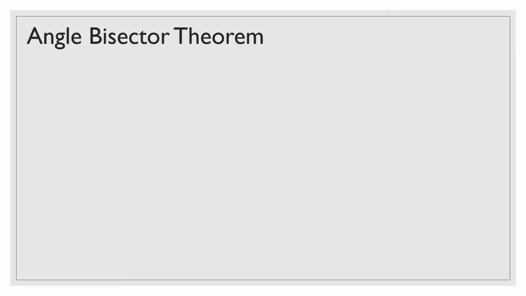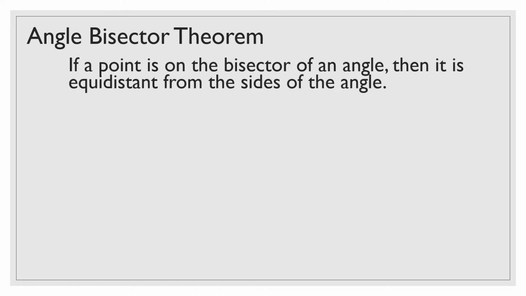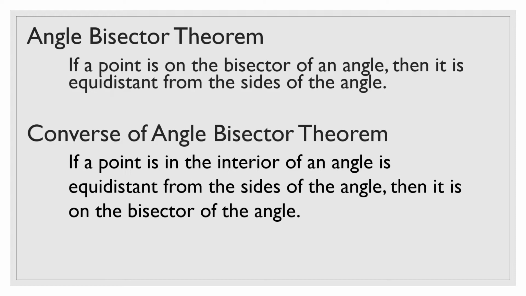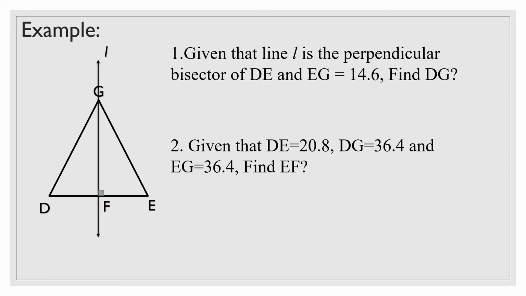We also have the angle bisector theorem and its converse. It states that if a point is on the bisector of an angle, then it is equidistant from the sides of the angle. And its converse, if a point is in the interior of an angle and is equidistant from the sides of the angle, then it is on the bisector of the angle. So let us use this theorem on the given examples. Now, let us answer the given examples using those theorems.